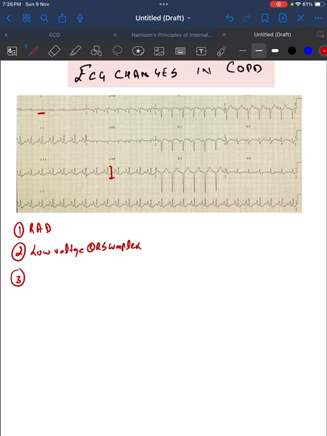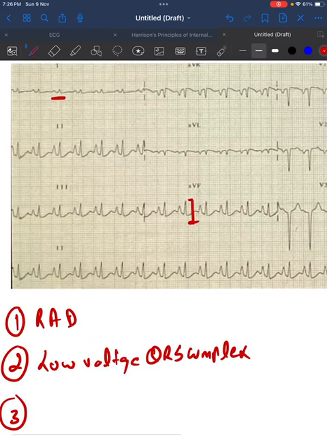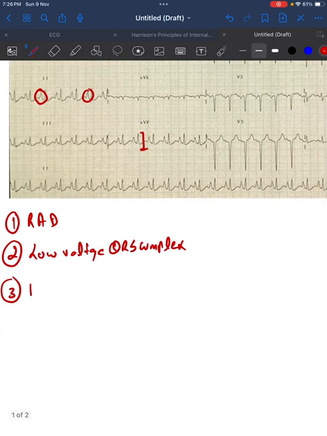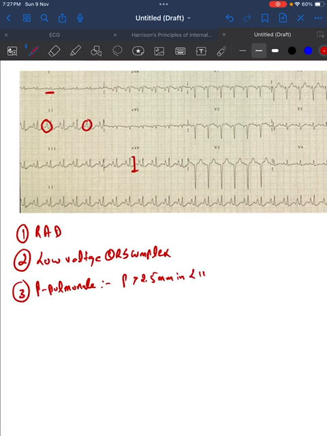Third, another most important sign, which is P pulmonale. P pulmonale is P wave more than 2.5 mm. It is best seen in lead 2. In COPD patients, it is seen in leads 2, 3, and AVF, and sometimes in V1 also. That is in the inferior leads.